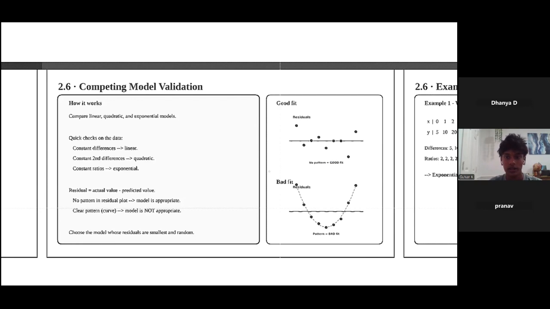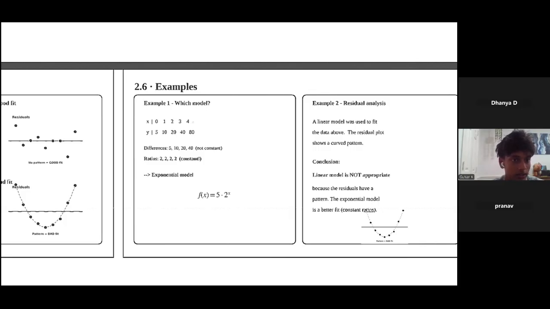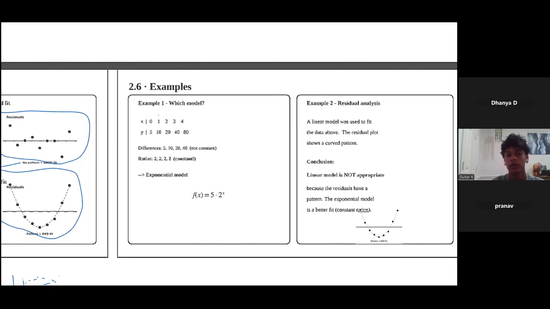Okay. And then, okay, which model is this? Okay, just looking at this, or wait, let me go back. Okay, looking at this. So this is not one where we look for constant difference.